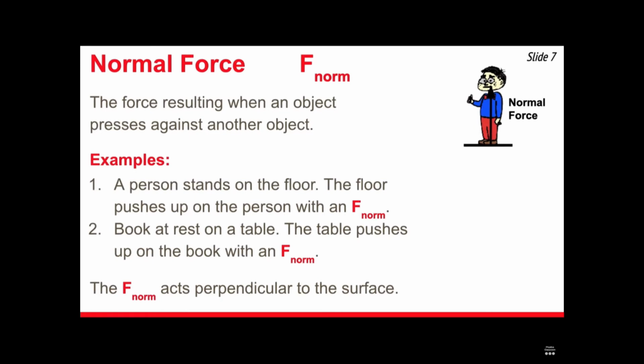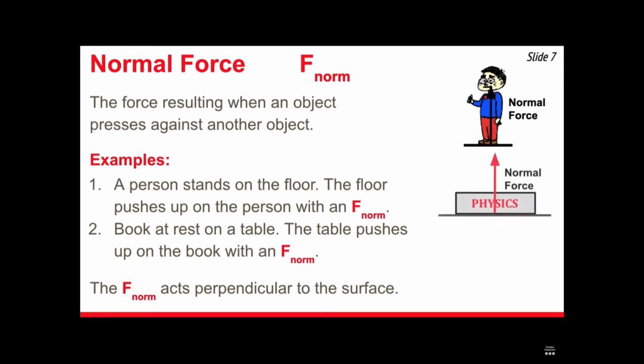This is the force that results when an object presses against another object in its surrounding. An example is a person stands on the floor. The floor pushes up on the person with a normal force. As the person does stand on the floor, the feet of the person and the floor are pressed together, and that results in a normal force.